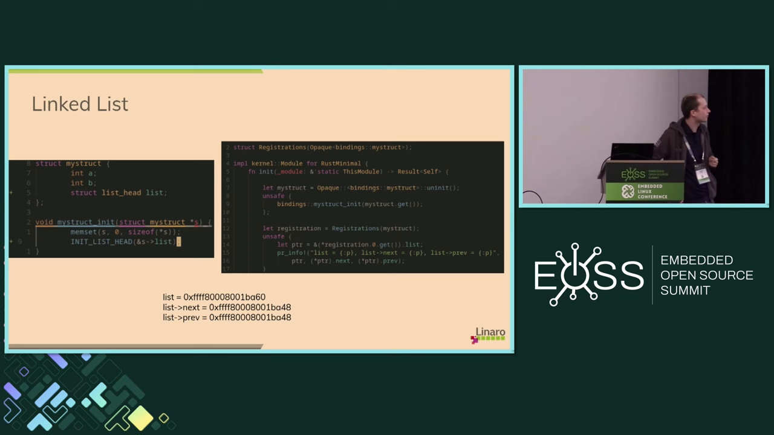I think we should maybe write some tool to detect this kind of change on the C side, so that we know that we have to update the Rust abstraction to not move the memory of the structure anymore.